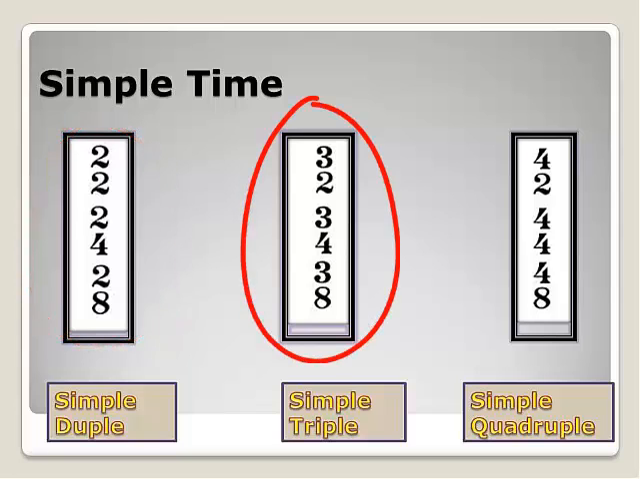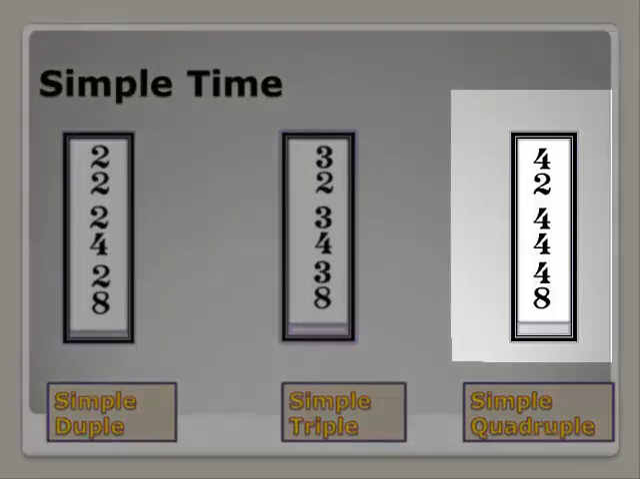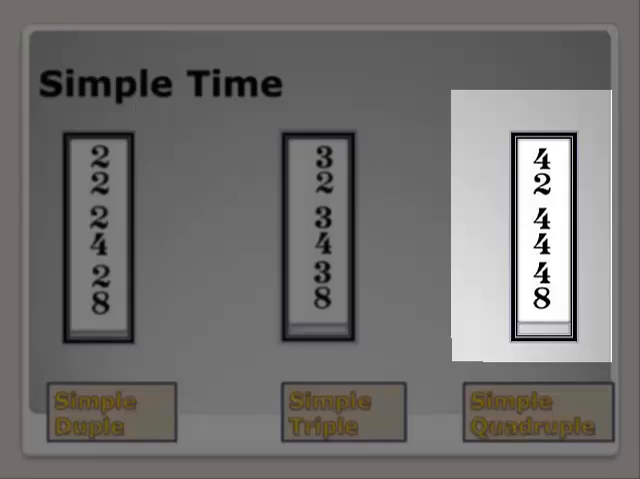In simple triple time, we always have a 3 on the top, and the bottom numbers can be 2, 4, or 8. In 3/2 time, it means that we would have 3 half notes in each measure. In 3/4, we would have 3 quarter notes in each measure, and in 3/8, we would have 3 eighth notes in each measure. In simple quadruple time, we always have a 4 on the top.